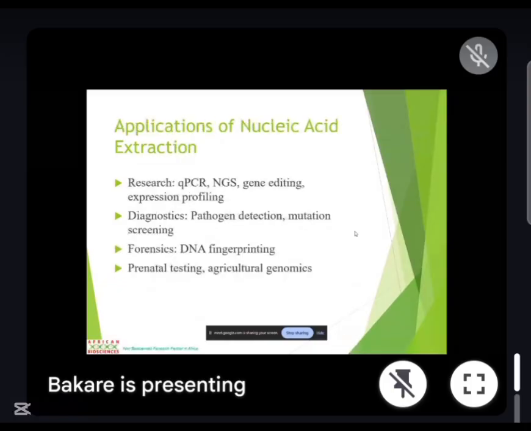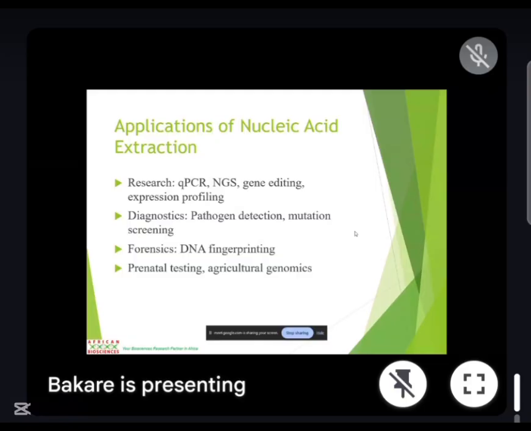So the applications of nucleic acid extraction, I already said you need it in most downstream molecular applications for research, for diagnostics, for forensics, and also for prenatal testing, agricultural genomics, everything that you can think of. Nucleic acid extraction is the foundation. It's what you build on, and that's why the nucleic acid extraction must be very efficient.